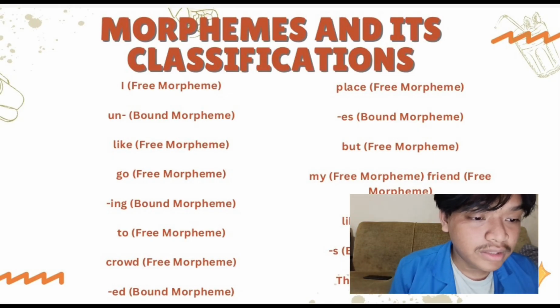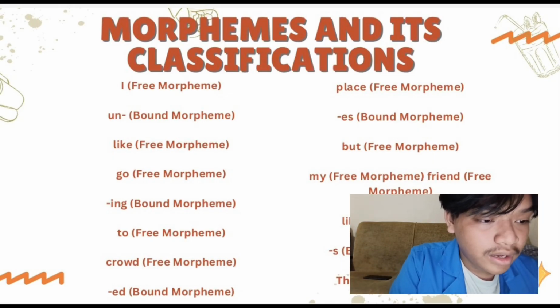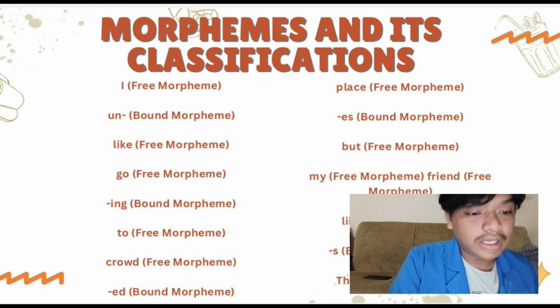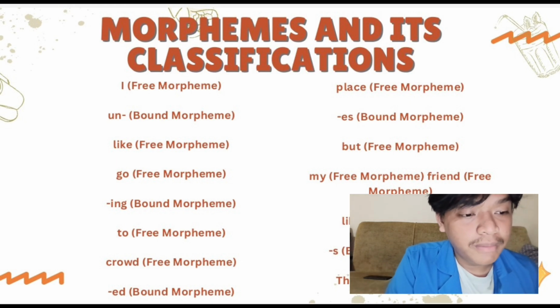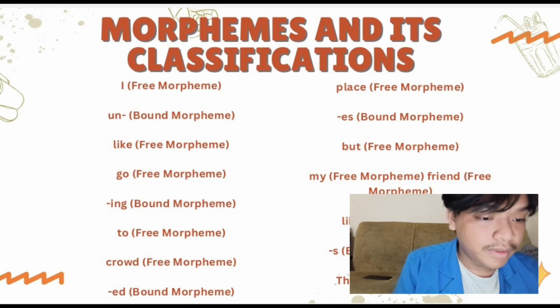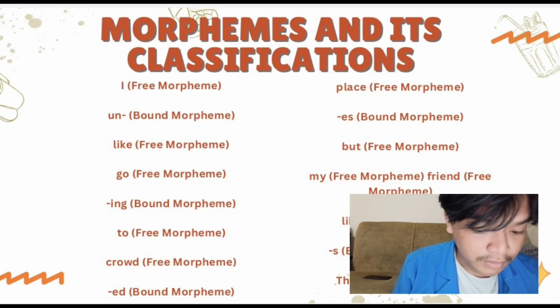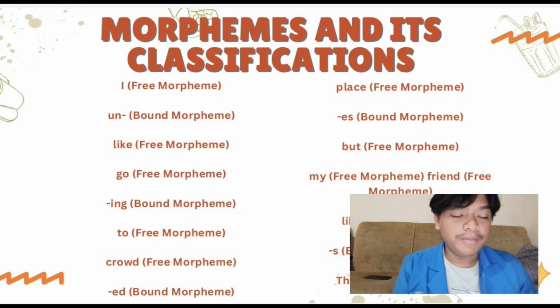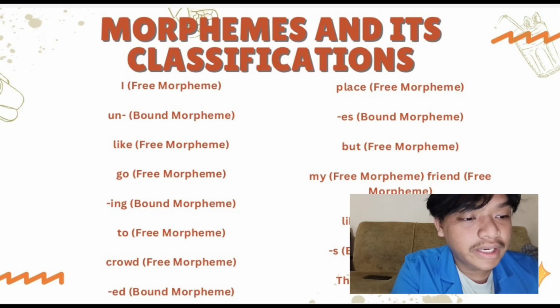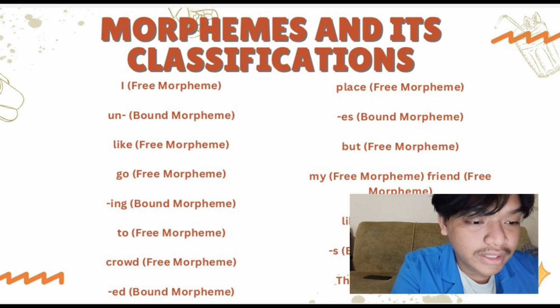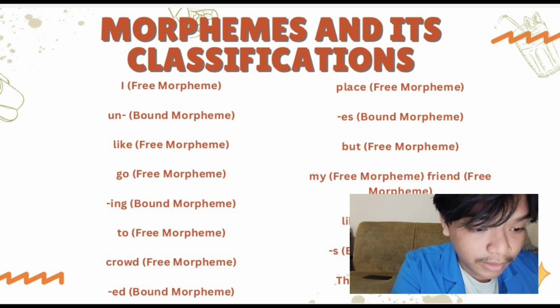Similarly, going has go as the free morpheme and ing as the bound morpheme, forming the continuous aspect. It shows how English words can be built by combining different types of morphemes. Understanding morphemes can help us recognize patterns in English word formation. For instance, knowing that un makes words negative or ed changes verbs into past tense forms.